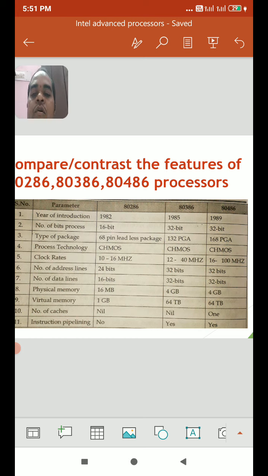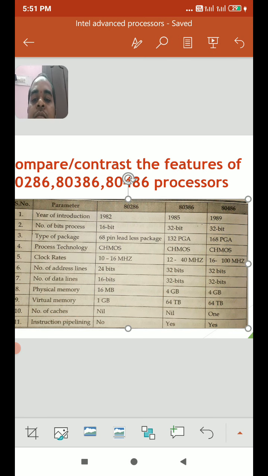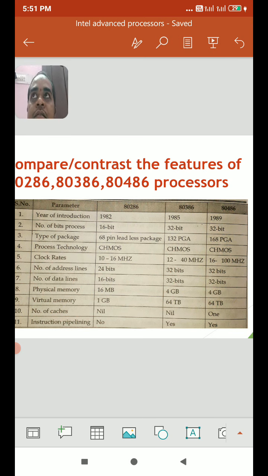When we see the process technology, the 8086 uses CMOS technology. The 80286 uses CHMOS technology, and the 386 and 486 are also manufactured in CHMOS technology. What are the clock rates? The 8086 microprocessor has up to 10 megahertz, the 80286 has 10 to 16 megahertz, the 80386 has 12 to 40 megahertz, and the 80486 has 16 to 100 megahertz.